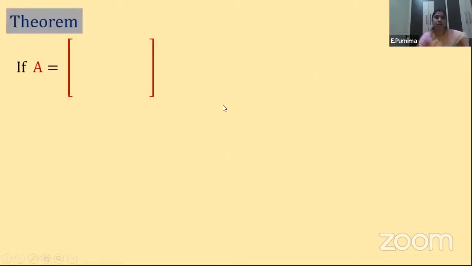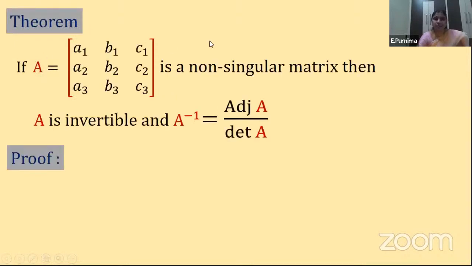So let us see an important theorem, children, here. Very important theorem it is. If A is equal to A1, B1, C1, A2, B2, C2 and so on, is a non-singular matrix, then A is invertible and A inverse is equal to adjoint A by determinant A.